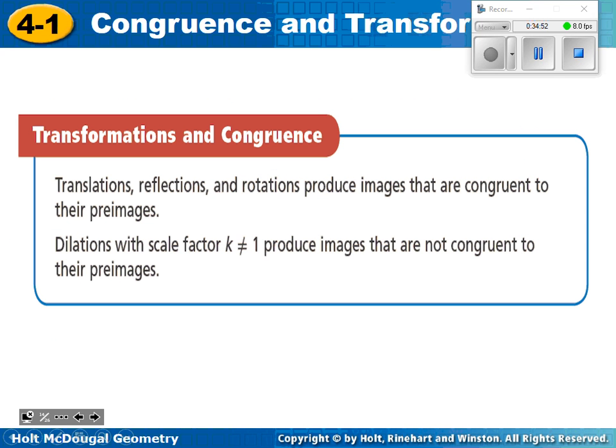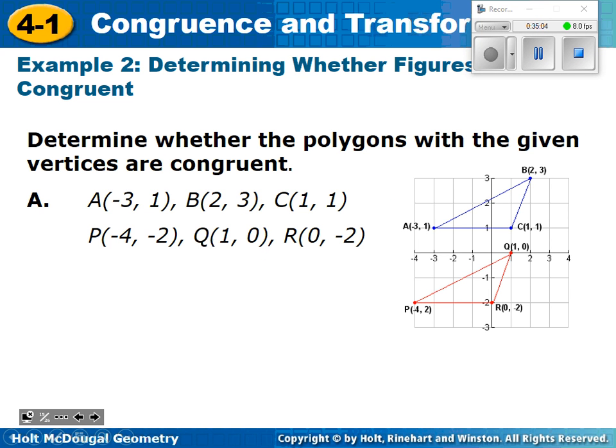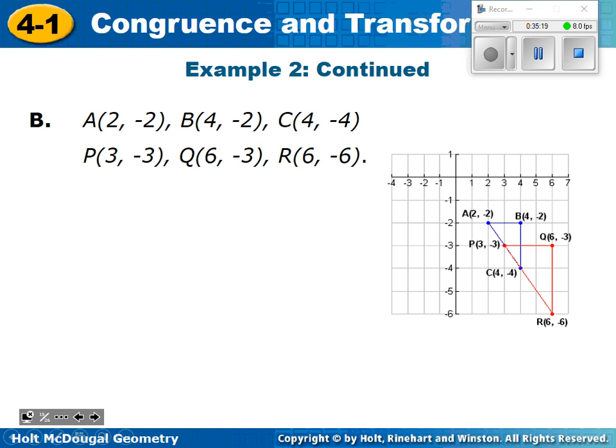All right. This is where it just said the same thing you just told me. Translations, reflections, and rotations produce images that are congruent. Dilations produce images that are not congruent. Okay, so there's two examples left in your notes that we need to practice. So the first one here, determine whether the polygons with the given vertices are congruent. It is different than, I want you to skip ahead and find the next set of directions.